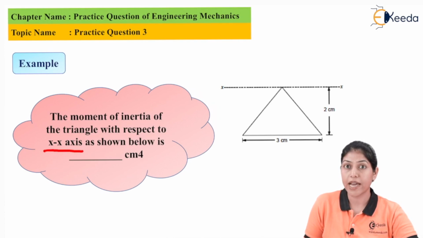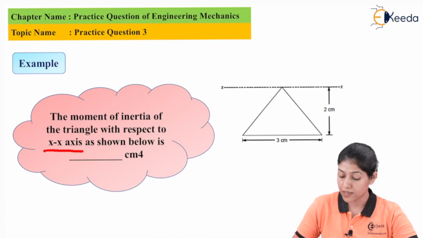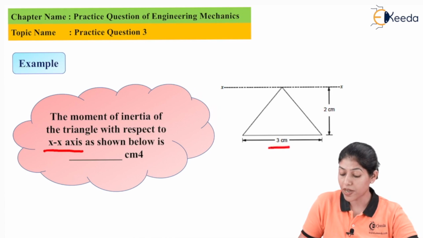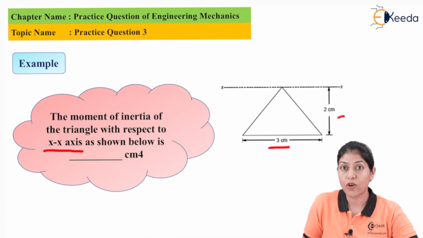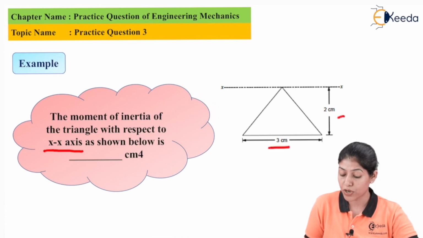As per this diagram, you can see this is the triangle and the base of the triangle is 3 centimeter and the height of the triangle is 2 centimeter. And here first of all we need to determine the position of centroid for this particular triangle. Then we will determine the value of moment of inertia about this x axis.